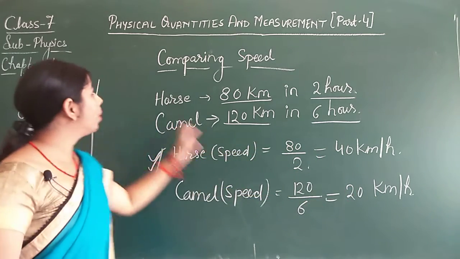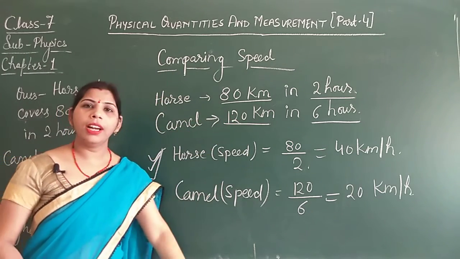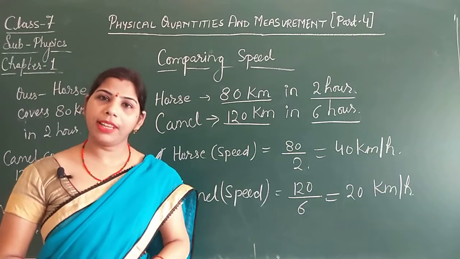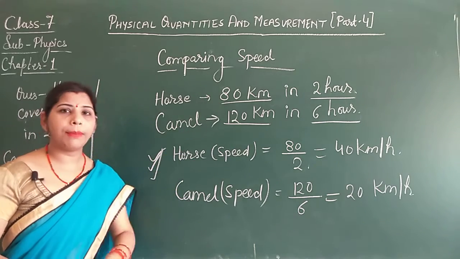So this is all about the speed, the formula, and the relation between meter per second and kilometer per hour. This is the last topic of this chapter.